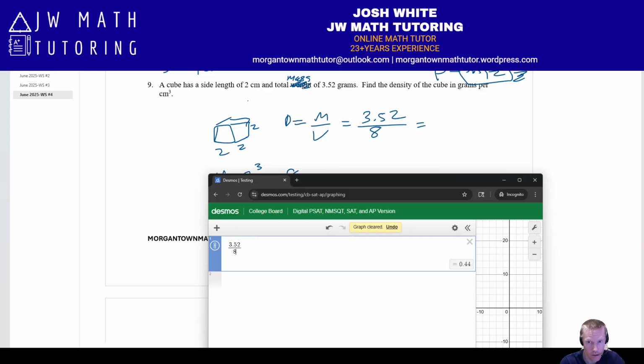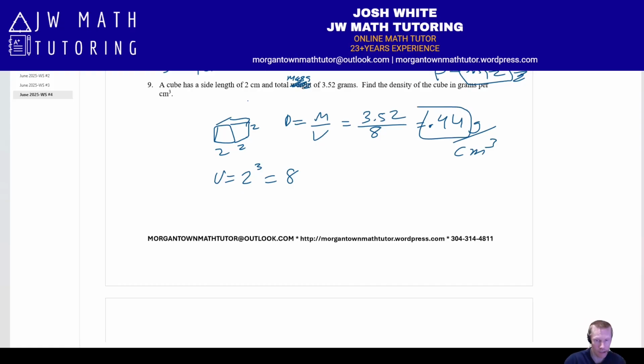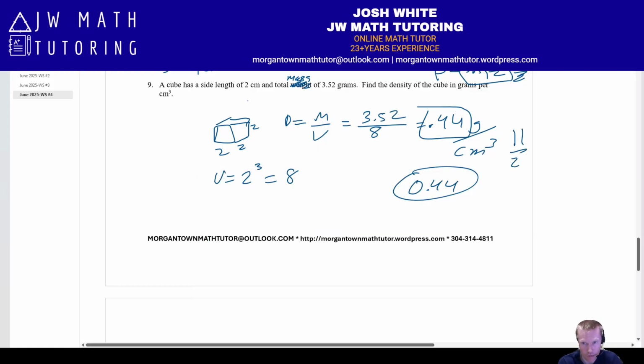0.44. Basically grams per cubic centimeter, but the units don't matter. You would type in 0.44. You could technically also type in a fraction, or let's see, is there a simplified fraction? Yeah, just 11 over 25. So 11 over 25, that would be acceptable as well.